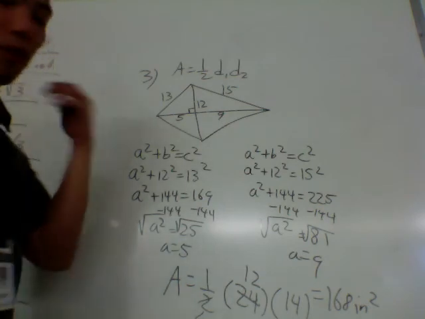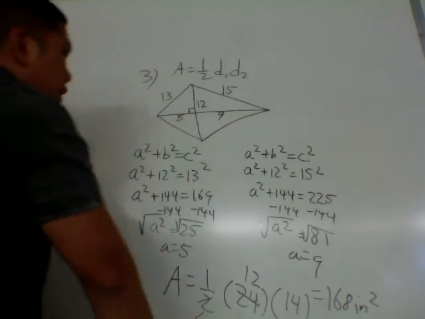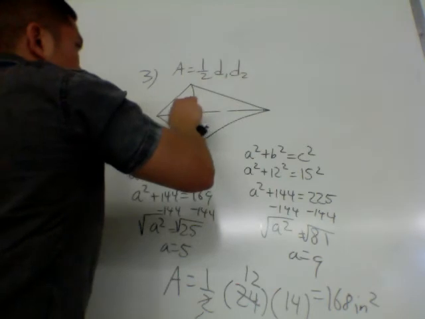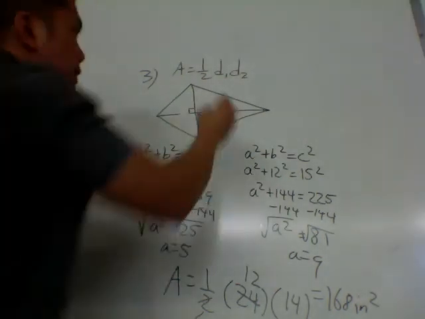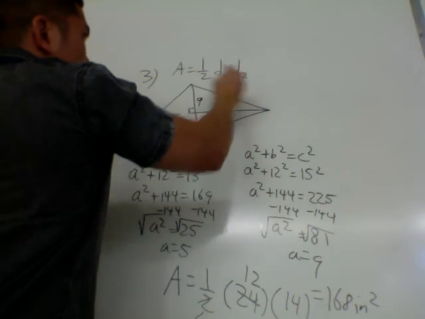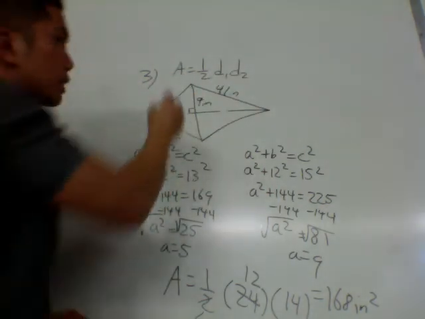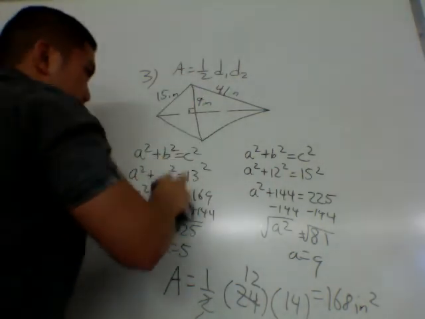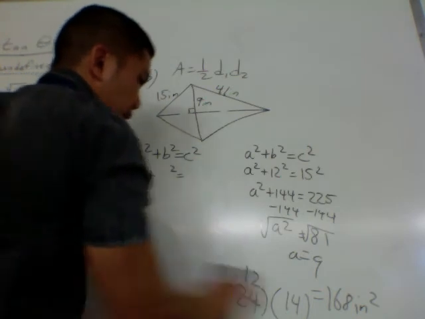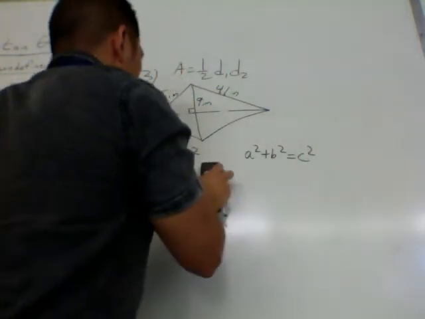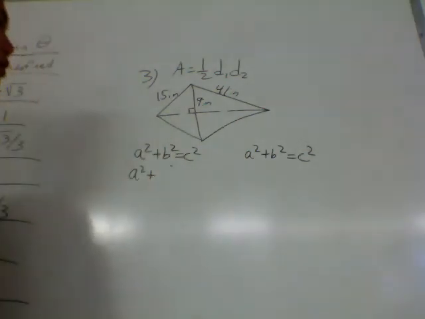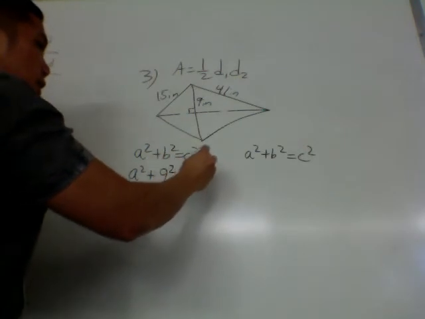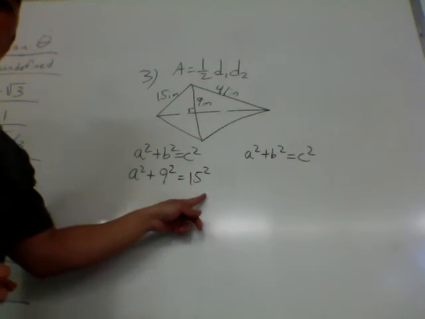Now, number 4 is exactly the same thing, except the numbers change. So for number 4, I'm going to keep the same drawing here. And for number 4, this is 9, this is 41, and this is 15. So once again, I'm going to use Pythagorean Theorem. Okay. So here, a squared plus b squared is 9 squared is equal to 15 squared. Remember, your hypotenuse should always be the c.